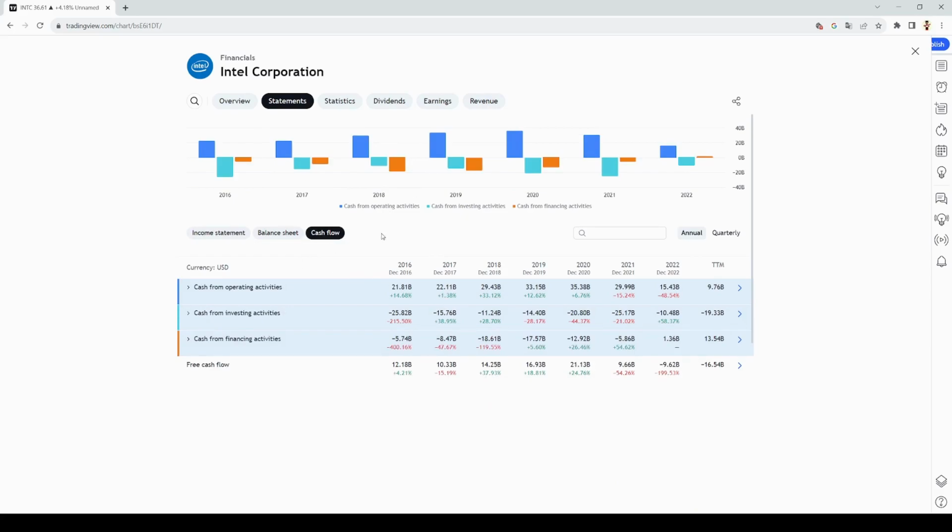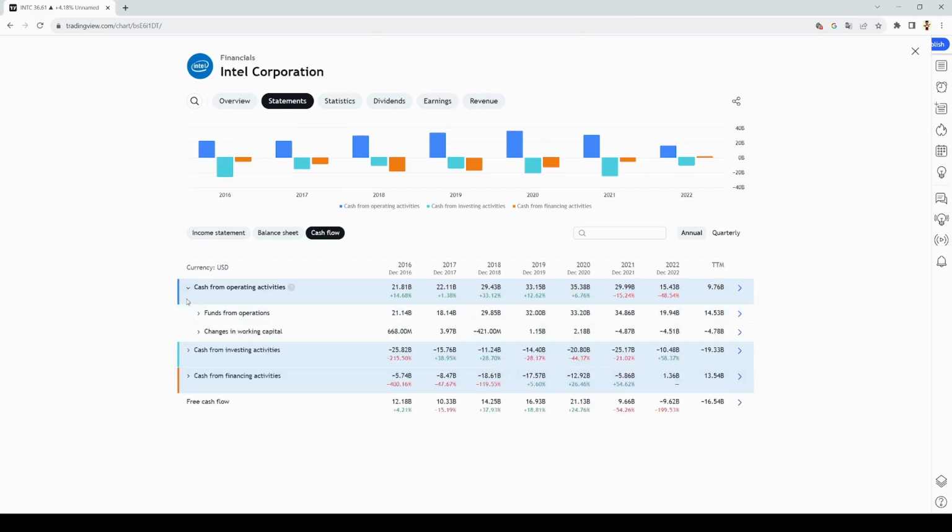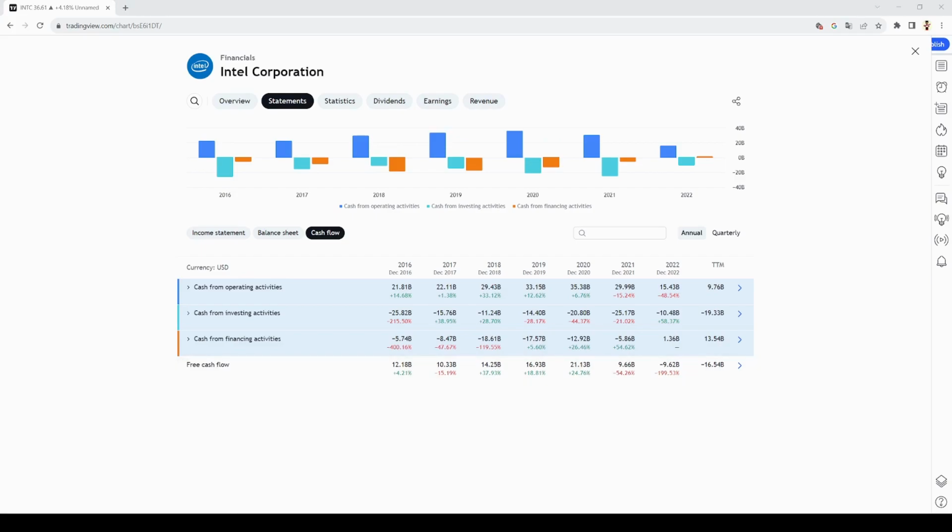Now let's look at cash flow. Cash from operating activities has gone up and now it's going down also. And free cash flow is negative. So what does that mean? Why is free cash flow negative? One possibility is that they are investing heavily in factories, and they are spending much money on capital expenditures.